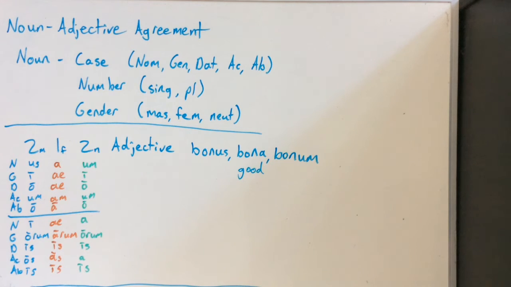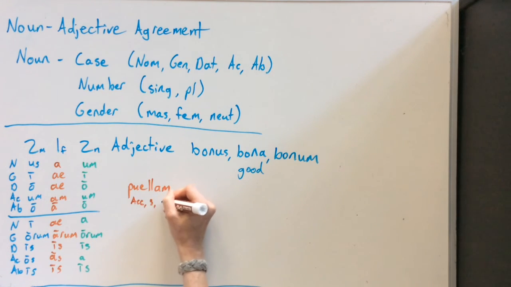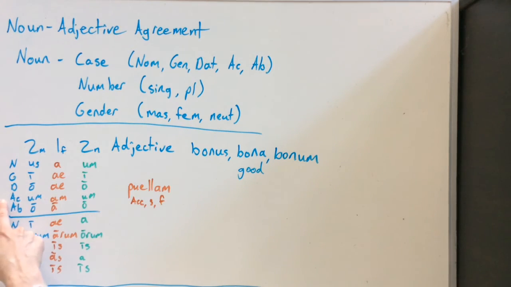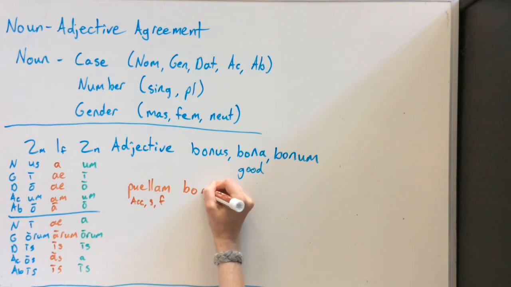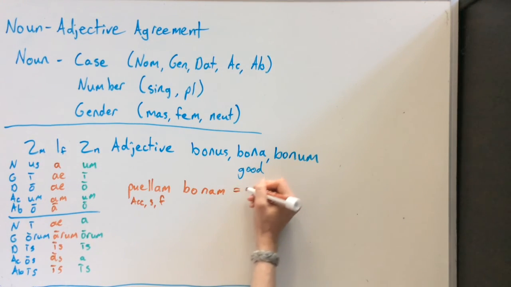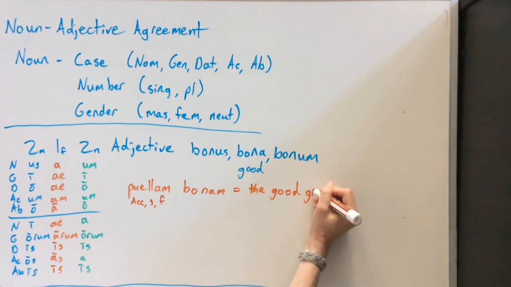modify a few nouns. We'll start with that puella, but we'll make her accusative singular, puellam. Now, we know that puellam is accusative, singular, and feminine, so we can go to the accusative singular, feminine ending, and write bonam. That would be the good girl.